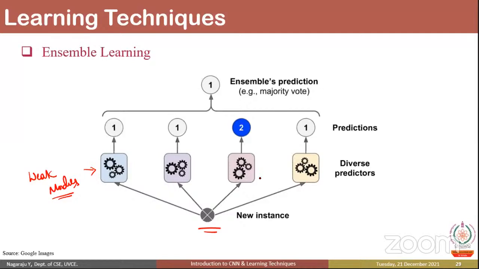Then we have models here. These models are going to say the given image is 1, the given image is 1, the given image is 2, the given image is 1. So based on the majority, we select the output. This is how ensemble learning works. Nowadays we also see these called ensemble models. Remember these are all weak models. The predictions of these models are not acceptable alone as a model.